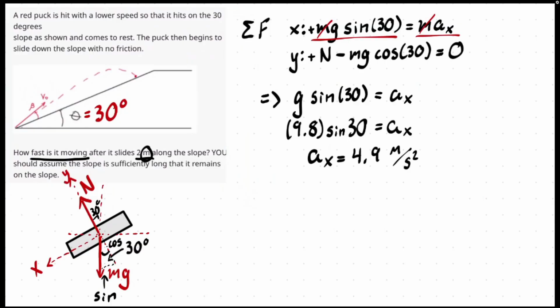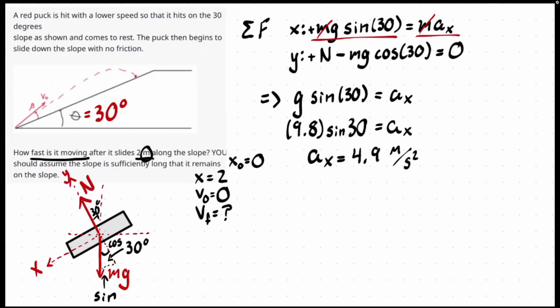Perfect. So let's continue. What are we looking for? We're looking for how fast this thing is going to be moving after it goes 2 meters down the slope. So we're given a couple things. We're given that the x is going to be 2 meters. Our v initial, which is our v naught, since it started at rest, is going to be 0. We want to find vf, that's what we're looking for, our v final after it goes 2 meters. And then arbitrarily, we can treat our initial x value as 0, just right where it landed.